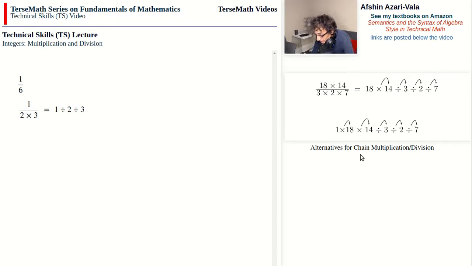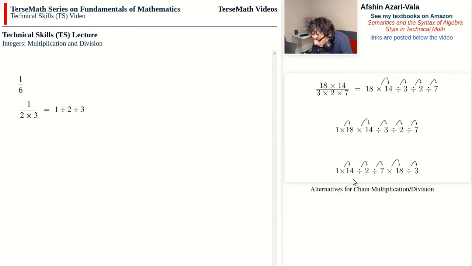Now, what's interesting is that you can do these multiplications and divisions in any order. You can actually try it on the calculator very quickly to see that, for example, the sequence that we have here is the same as the sequence 1 times 14 divided by 2 divided by 7 times 18 divided by 3. Now, if you take a look, you notice that here I multiply by 18, and down here I do the same, times 18. With the first expression, we multiply by 14, and here we multiply by 14. Divide by 3, same thing here, divide by 3. Divide by 2, and again we have divide by 2. And then we have divide by 7, and we have divide by 7. So long as whatever you multiply by in the first expression is the same as what you multiply by in the second expression, it doesn't matter whether you do it earlier or later.